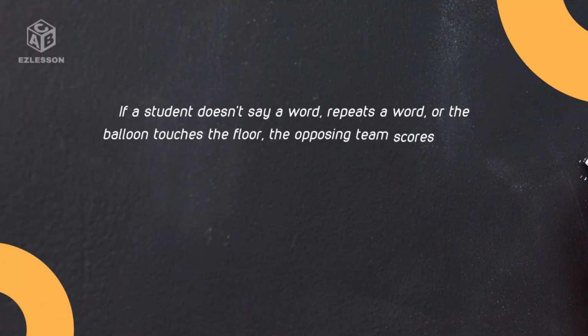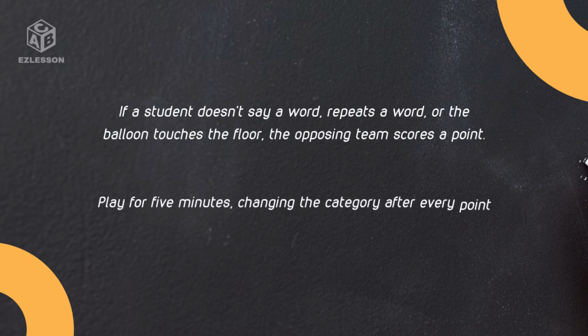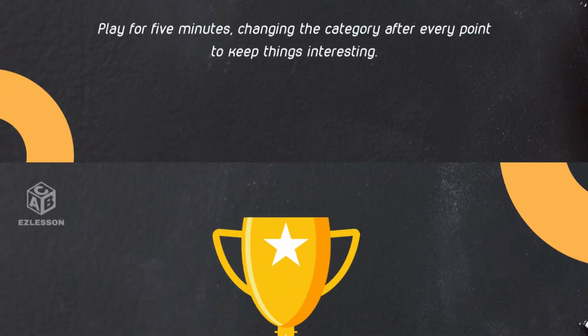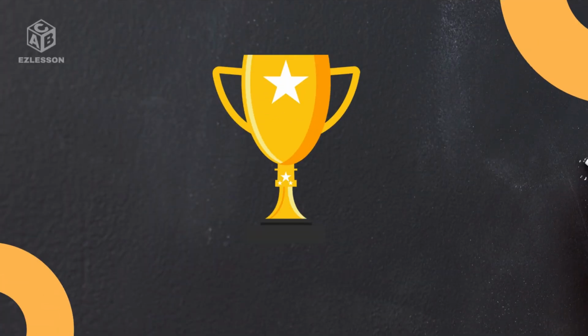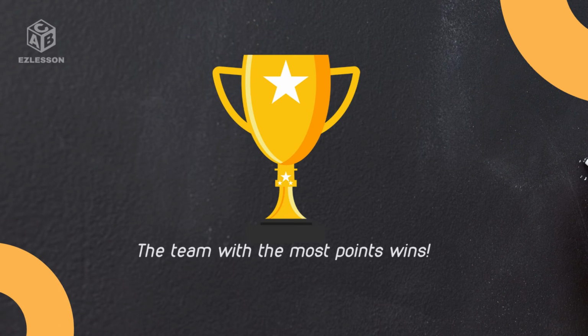If a student doesn't say a word, repeats a word, or the balloon touches the floor, the opposing team scores a point. Play for 5 minutes, changing the category after every point to keep things interesting. After 5 minutes, invite the next 2 teams to play. The 2 teams with the most points face off in a final round to decide the winner.